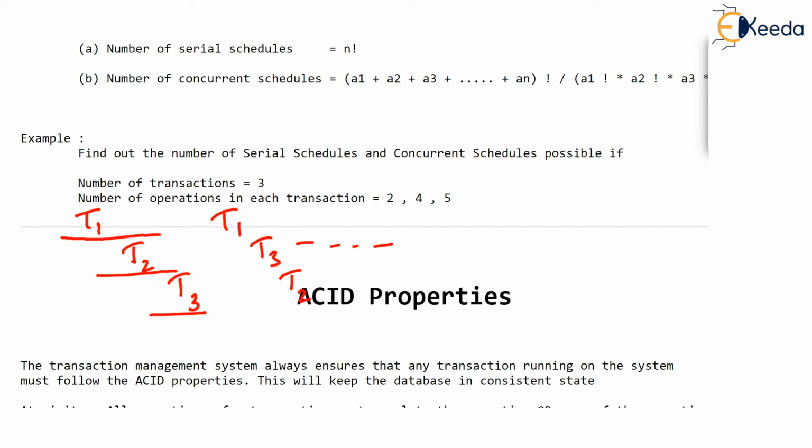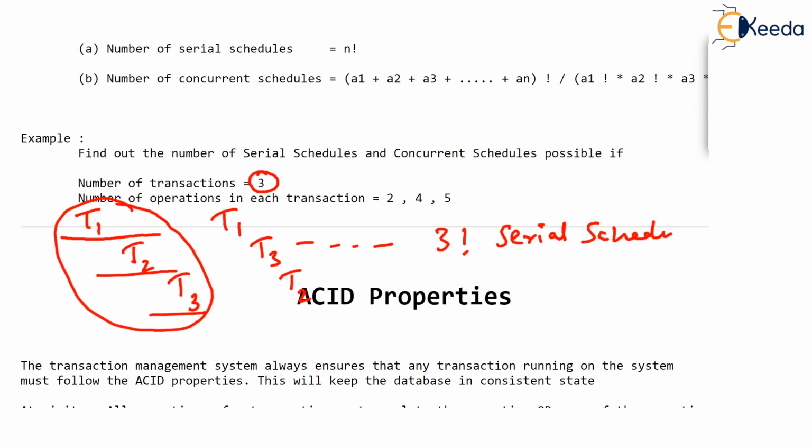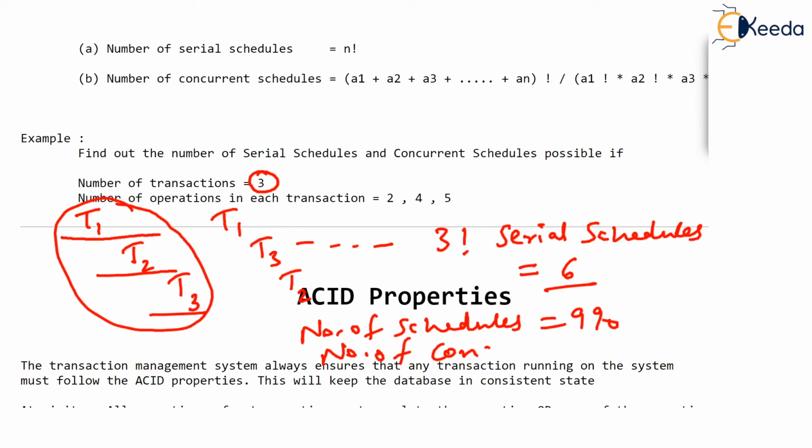Now we saw in the earlier video that if there are 3 transactions, then there will be 3 factorial serial schedules. Of course, because you can do permutation of T1, T2, T3 in 3 factorial ways. So the number of serial schedules is 3 factorial, which is equal to 6. So a total of 6 serial schedules are possible. And we got the number of schedules, which included serial and concurrent schedules, as 990. So hence the number of concurrent schedules will be 990 minus 6.